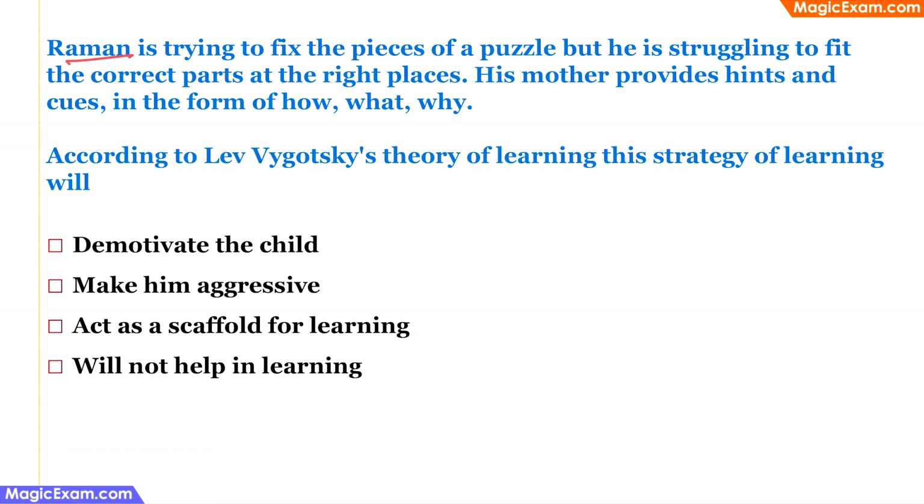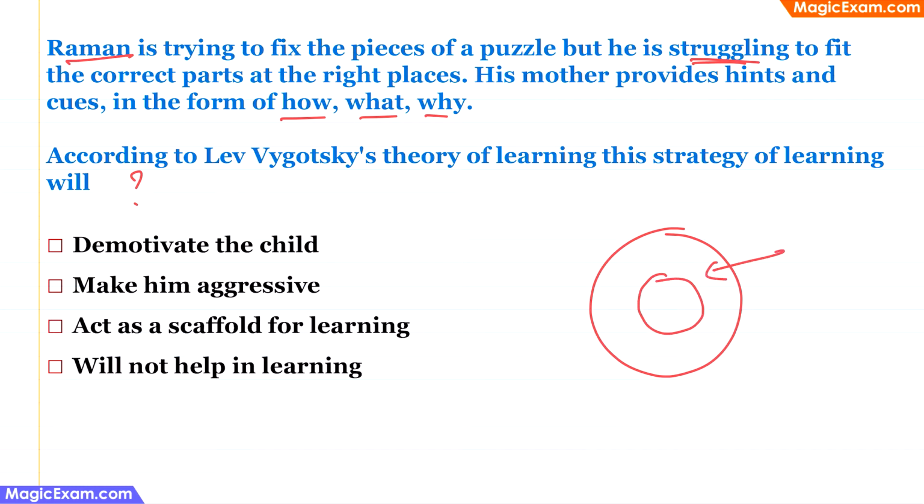Raman is trying to fix the pieces of a puzzle, but he is struggling to fit the correct parts in the right places. His mother provides hints and cues in the form of how, what, and why. According to Lev Vygotsky's theory of learning, this strategy of learning will do which of the following? This again is a very simple question which we have already answered in the past. That is, what Raman is trying to do, he is trying to solve a puzzle. Now, there are probably some puzzles that he can solve on his own, but this puzzle is something that he is unable to solve on his own. He needs some help and support.